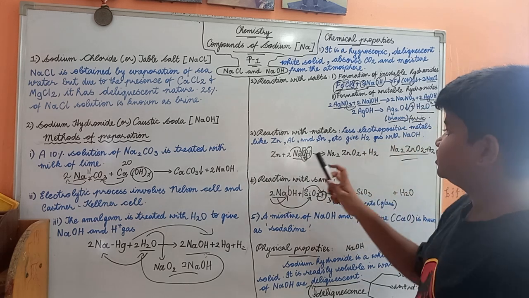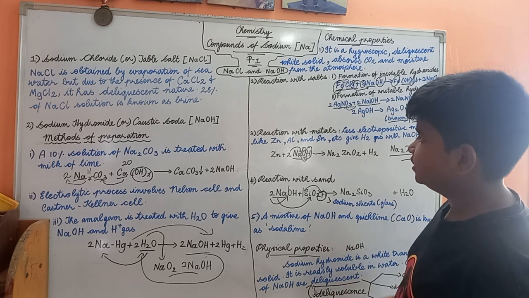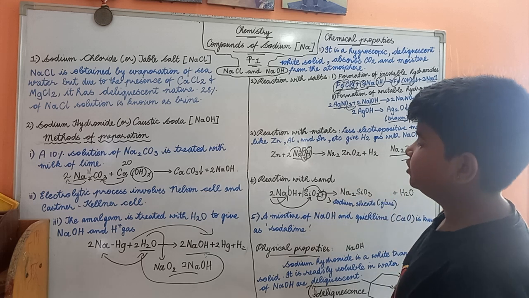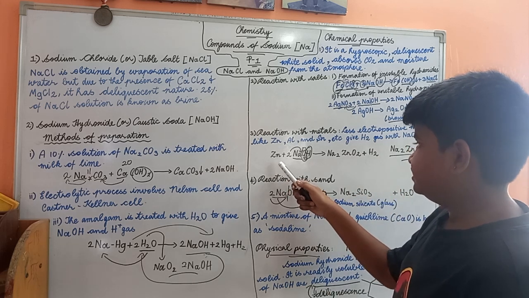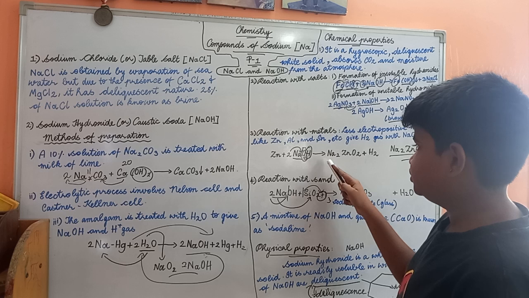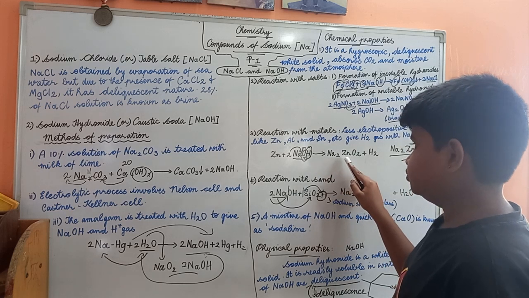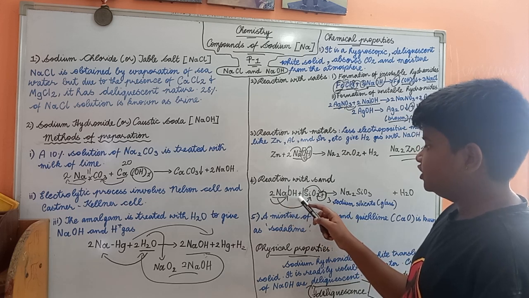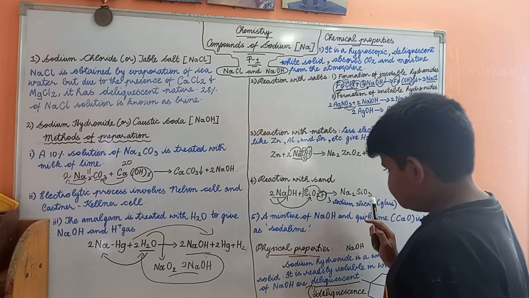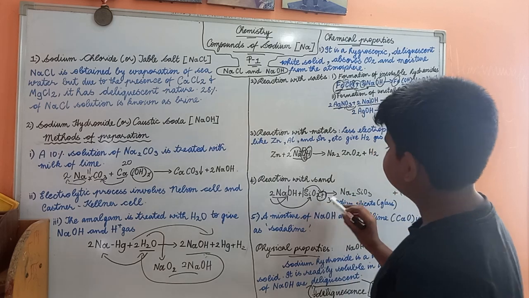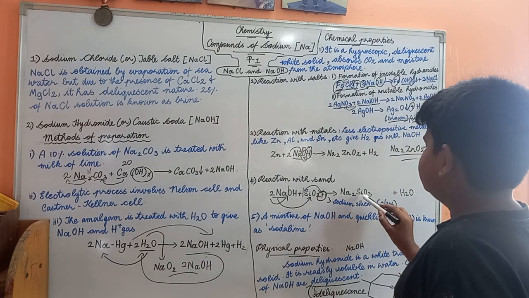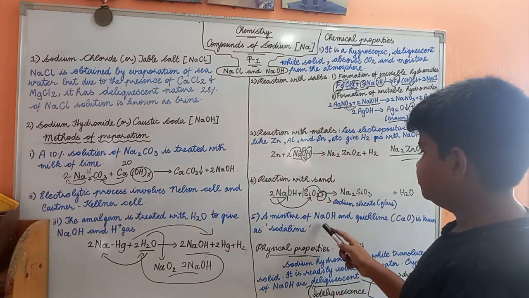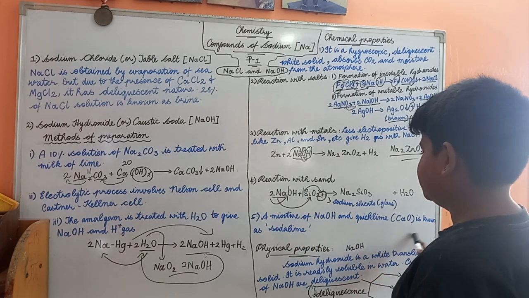Reaction with metals. Less electropositive metals such as Zn, zinc, Al, aluminium, and Sn, tin, etc. give H2 gas with NaOH, which is sodium hydroxide. So Zn plus 2 NaOH gives Na2ZnO2 plus H2. Reaction with sand. 2 NaOH plus SiO2 gives Na2SiO3, which is sodium silicate, and H2O. Fifth one, a mixture of NaOH and quicklime, which is calcium oxide, is known as soda lime.